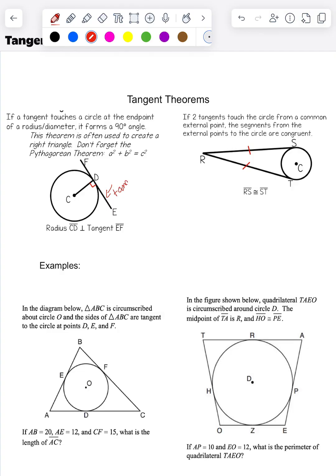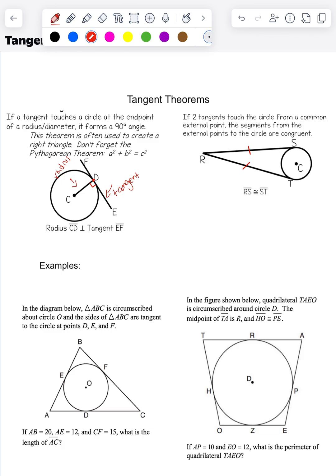So just a reminder that this is a tangent line to a circle because it intersects the circle at just one point D. And this is a radius because it connects from the center of the circle to a point on the circle. So when a radius and a tangent intersect, they form a right angle. Same thing goes with a diameter.